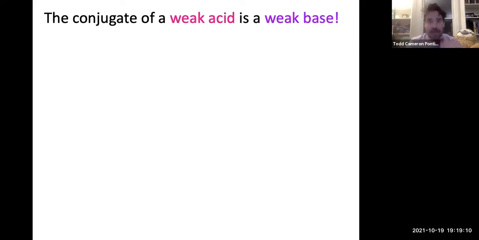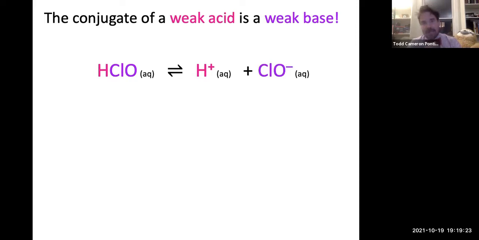Conjugates. The conjugate of a weak acid is a weak base. So for example, here we have hypochlorous acid, HClO. When it dissociates, it's an equilibrium process to turn into H plus and ClO minus. Now, this is a two-way street. The H plus and that ClO minus can get back together again and form HClO. It's not like strong acids, which dissociate completely. So that means that ClO minus, aka hypochlorite, can act as a base.